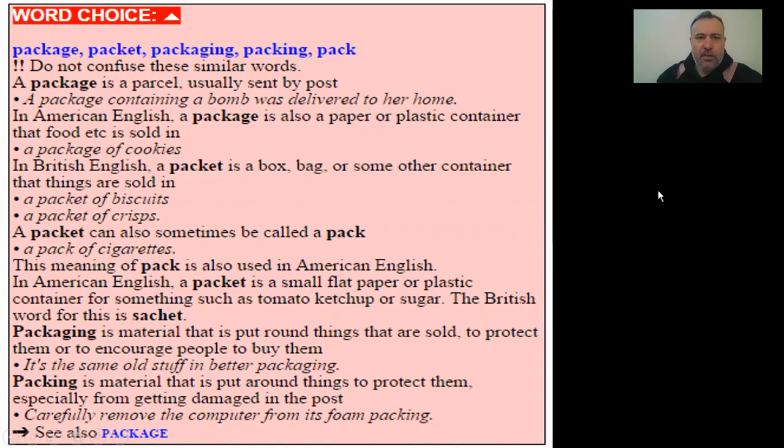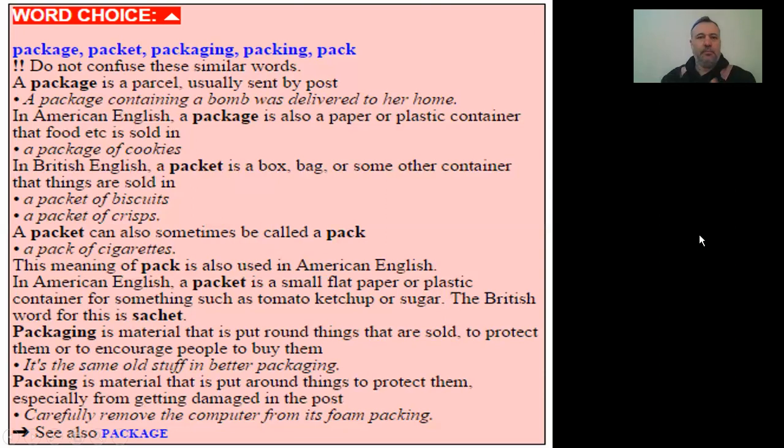Package, packet, packaging, packing, pack. All these words sound almost the same to us foreigners, but there is a little difference. Now you can pause and read this for your further information. But basically, in British English, a packet is a box, a bag, or some other container that things are sold in, like a packet of biscuits, a packet of crisps, like we saw before. But in America, you can also call it a package of cookies and a package of crisps. Depending on where you are, you use a different word for them, all right? A packet can also sometimes be called a pack of cigarettes, right?